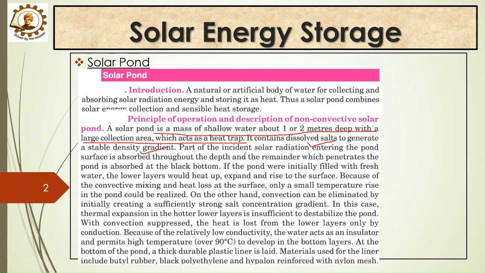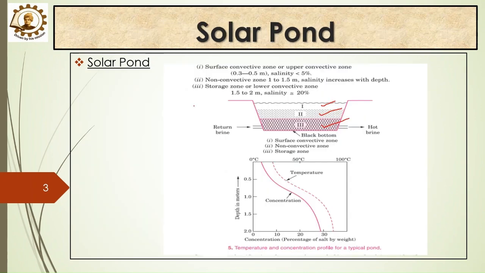So what we do is make a salt solution in which the salinity increases with depth. Because of the saline or brine solution, the heat is trapped. As we can see, this is the plot of depth, the plot of salt by weight, and the plot of temperature. We can see that the concentration of the salt increases with depth, and so does the temperature, so that we can trap the heat.